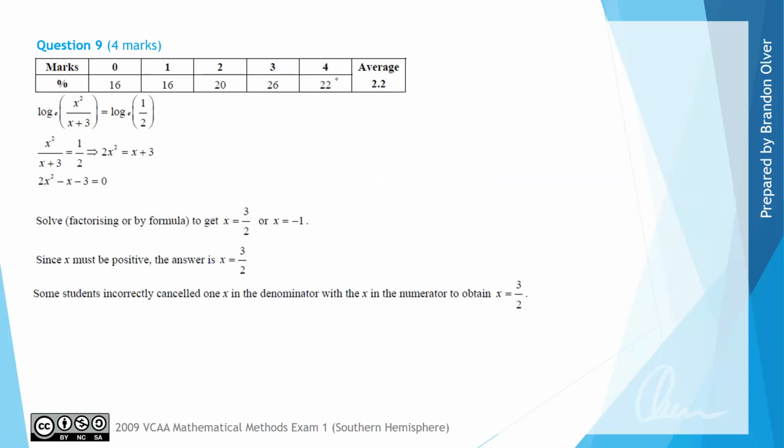So from the examiner's report, we can see that a lot of students made progress towards answering this question, with around 22% of students receiving full marks.